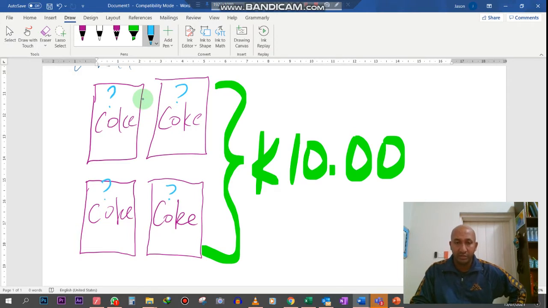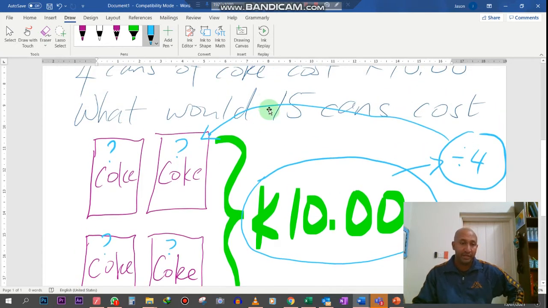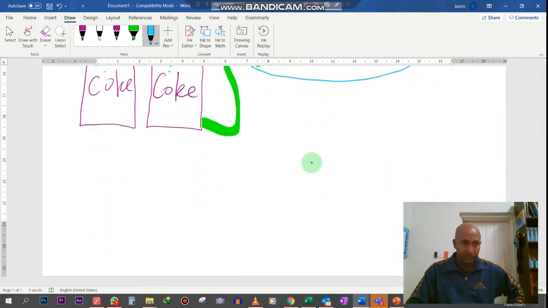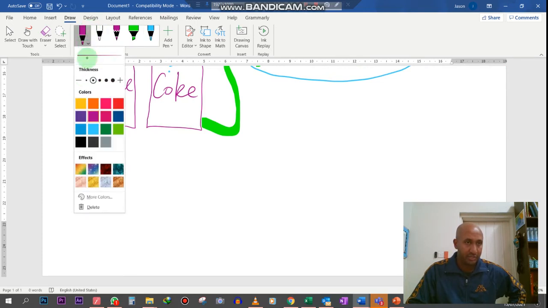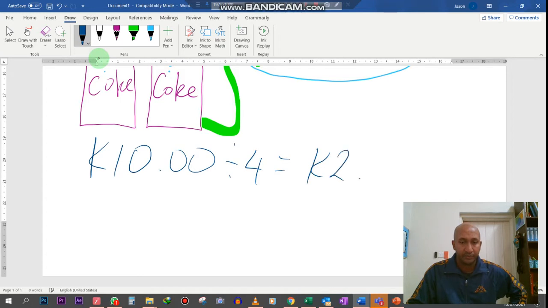We would be taking our cost of 10 kwacha and we would be dividing it by 4. Why by 4? Because we have got 4 cans. And each one of those cans is going to contribute to the cost of our final total. So therefore our price here is going to be 10 kwacha divided by 4. In your head you can probably do it. It's going to be 2 kwacha 50 each. And we say per can.